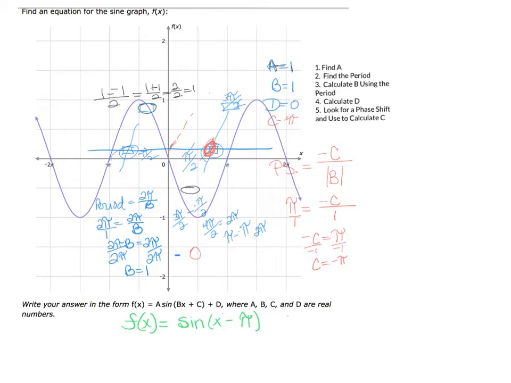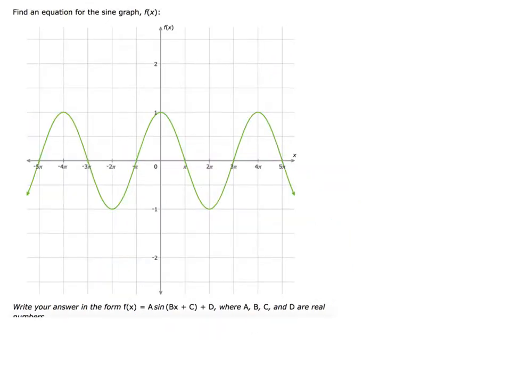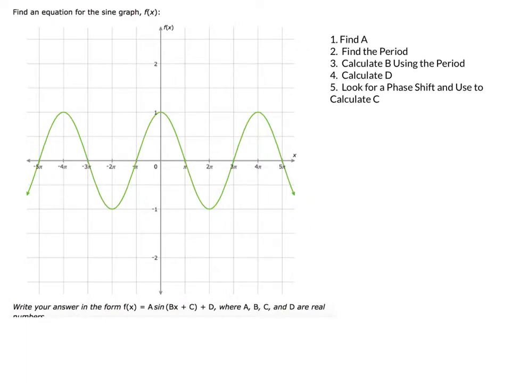So let's take a look at another one. So let's say our graph looks like this one. Again, the steps are the same. Find A, the period, B, D, and C. So A is going to be from 1 to negative 1, so that gives us an A value equal to 1. Okay, 1 minus a negative 1 is 2. 2 divided by 2 is 1.